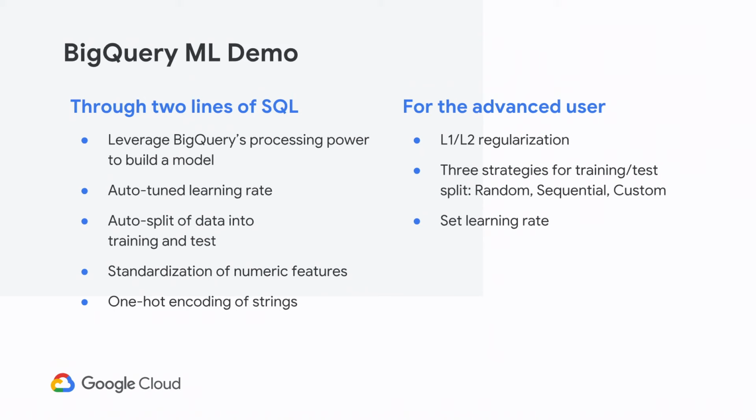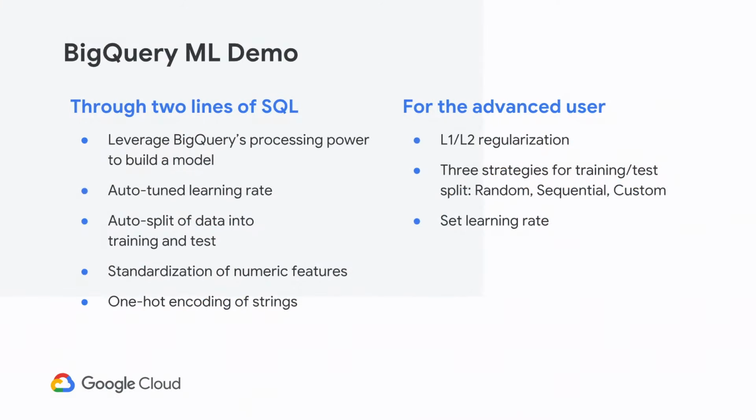Secondly, there's a hyperparameter for this called learning rate. We auto-tuned it. We know that you should not be overfitting. So if your data is large enough, we automatically split it into training and test. We do a random 80-20 split, which is the most common. Numeric features should never be put in as is, so we standardize all of them.